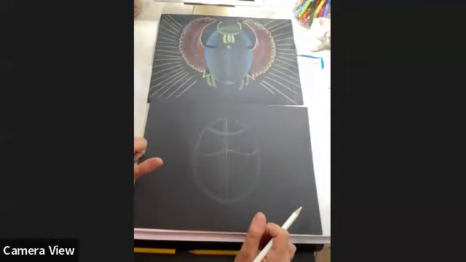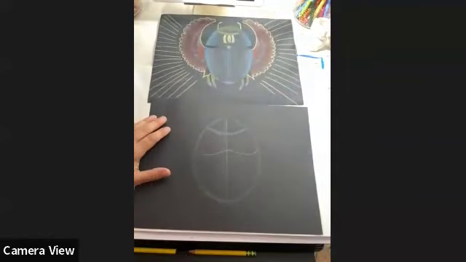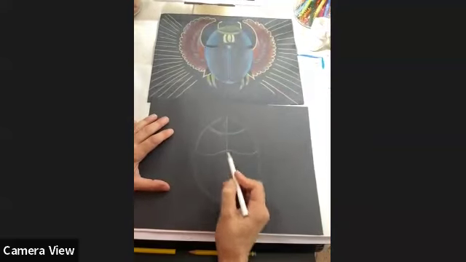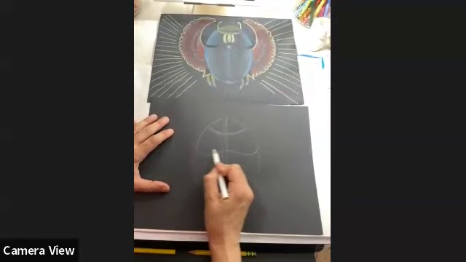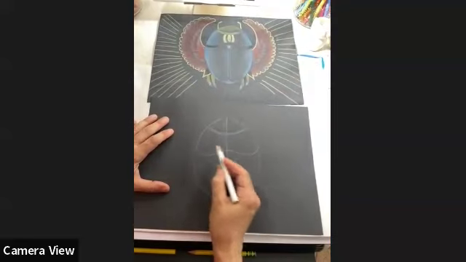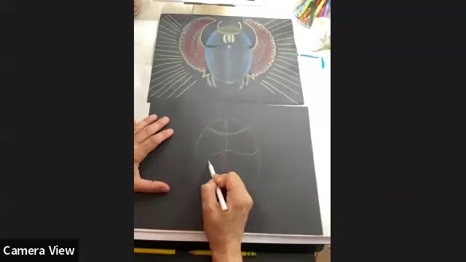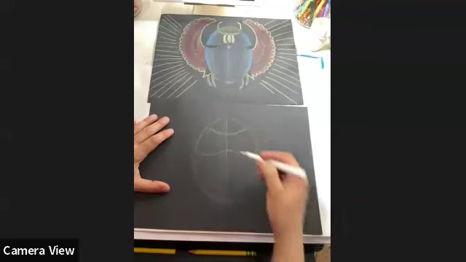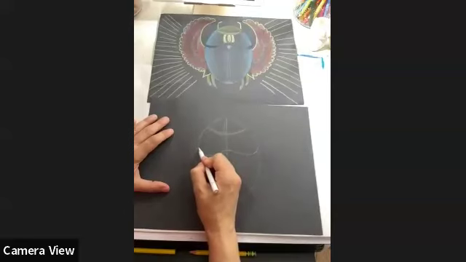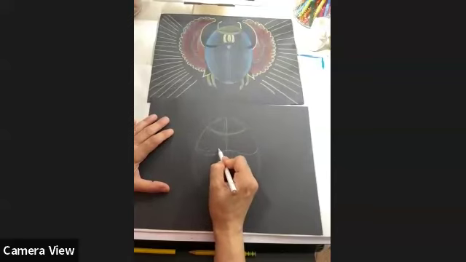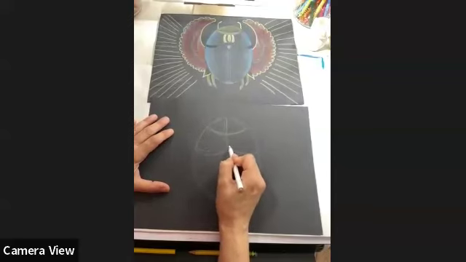Everyone doing okay so far? Okay. All right, so now what we're going to do is make this a double line. So basically either going above the line you created or below, depending on how far you went down. I'm going to do mine above. And so we're just going to double up that curved line that we just created.